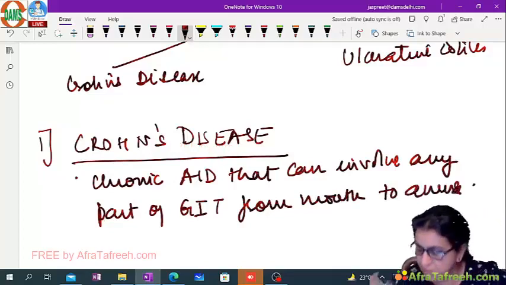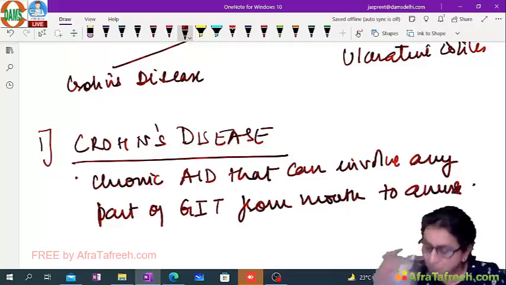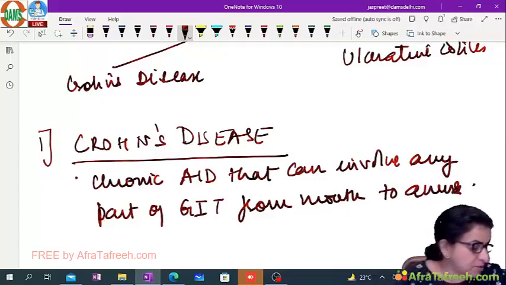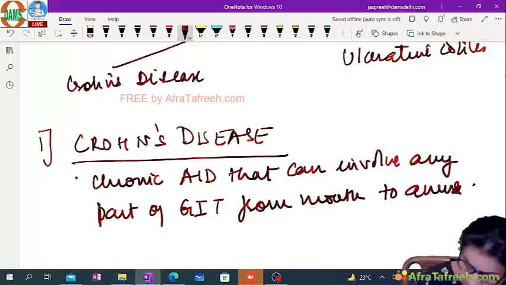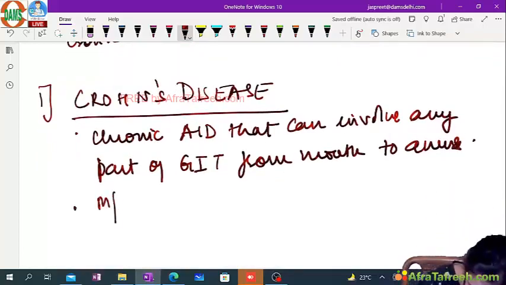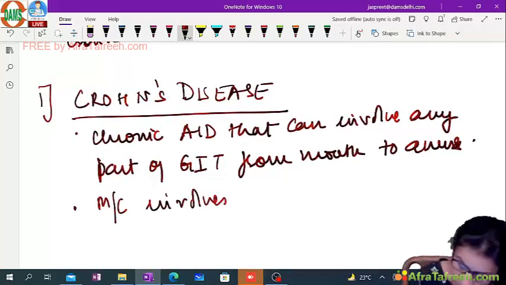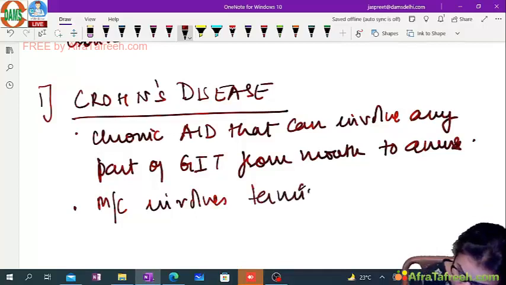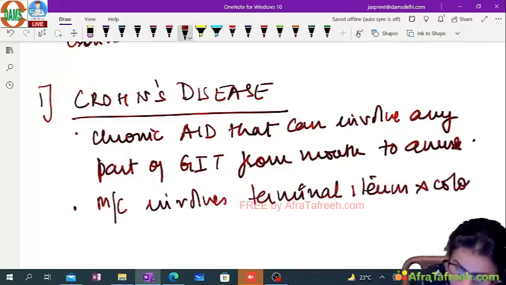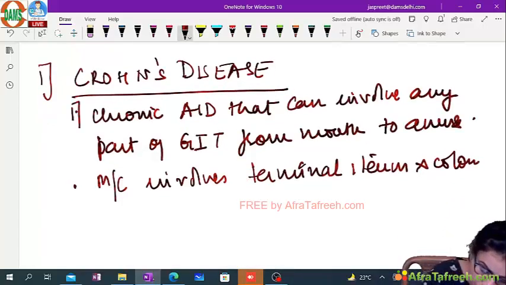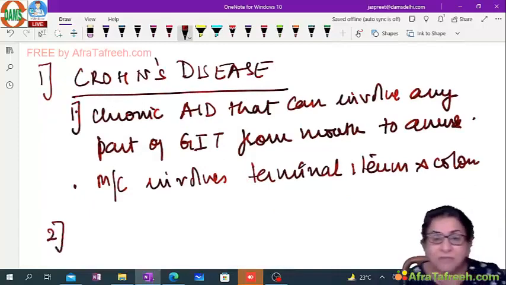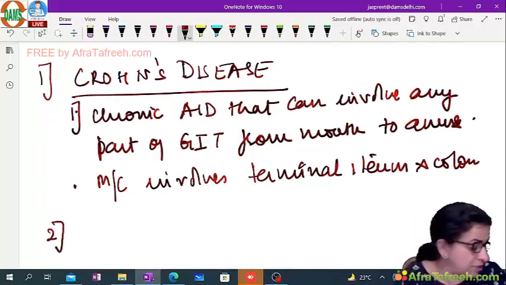So Crohn's disease is a chronic autoimmune disease that can involve any portion of GIT from mouth to anus, but most commonly involves terminal ileum and colon. So that is involvement, where does it involve? Actually, second feature.